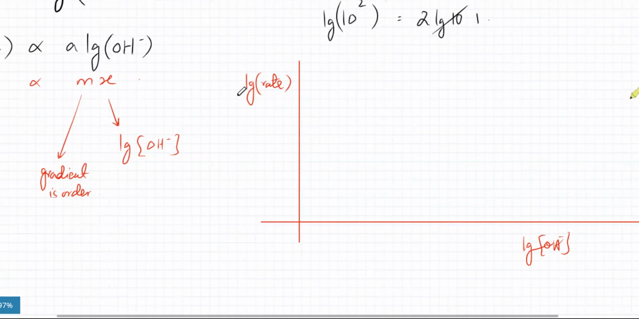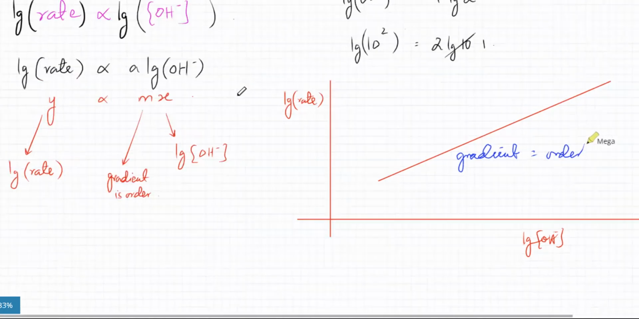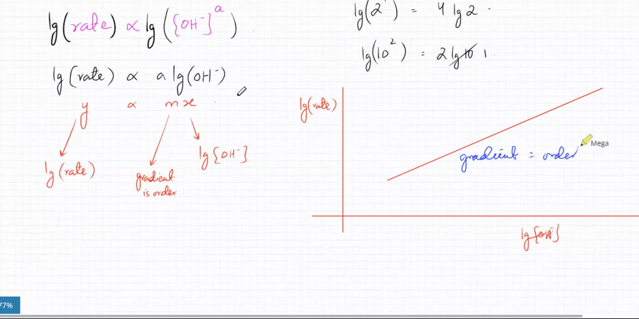And you're going to get a straight line, some random straight line. The points would not all be on the same line, it would be a best fit line, and the gradient of that is going to give you the order. So if the order is zero, that means you keep on changing the OH- concentration, but the rate does not change. So the gradient is zero. It's going to be a straight line. The rate does not change, so the rate is not dependent on the OH- concentration.